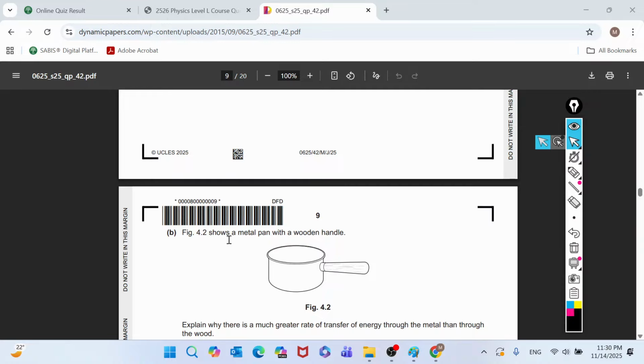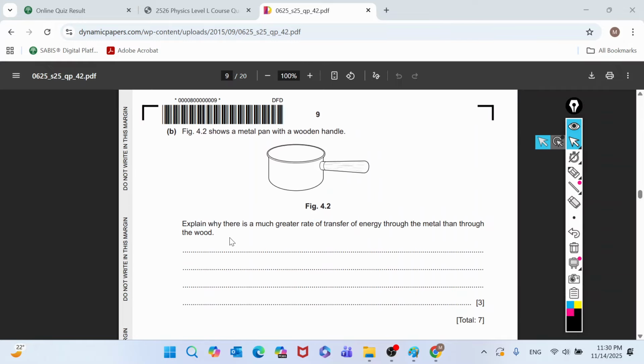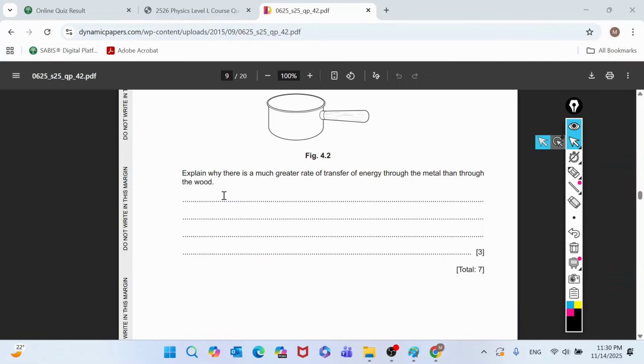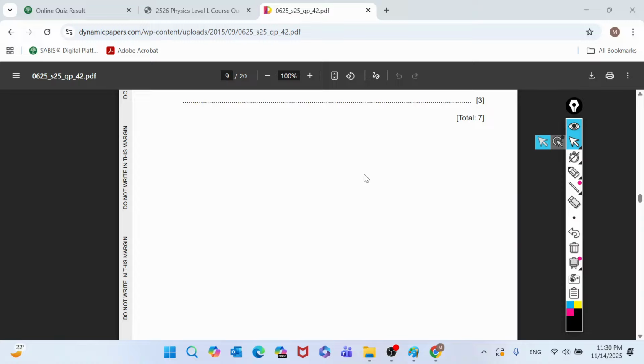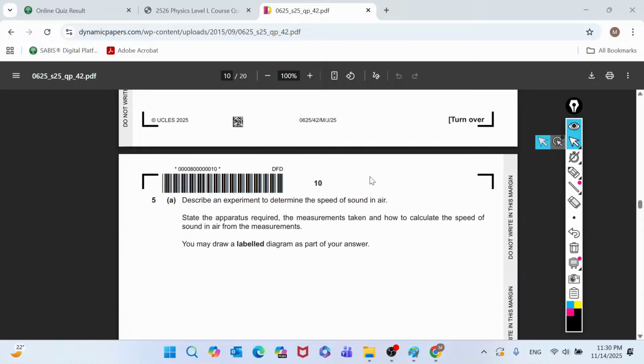Part B shows a metal pan with a wooden handle. Explain why there is a much greater rate of transfer of energy through the metal than through the wood. 3 marks, guys, so you need to say 3 things. Metal is a good conductor, that's one thing. Why? Because it has free electrons. Why do the free electrons make it a good conductor? Because they help transfer the average kinetic energy, which is the temperature.